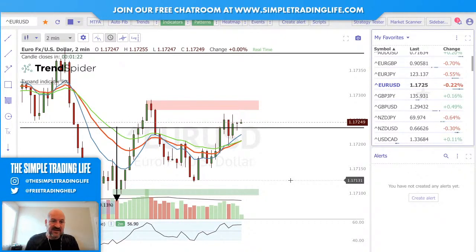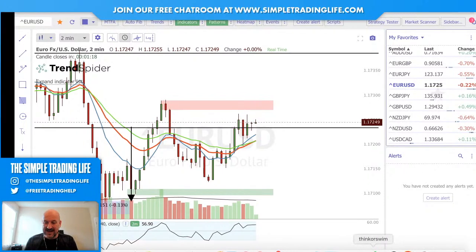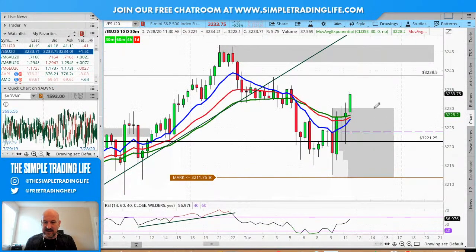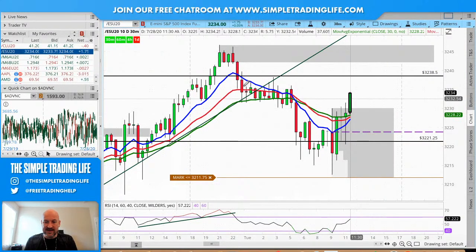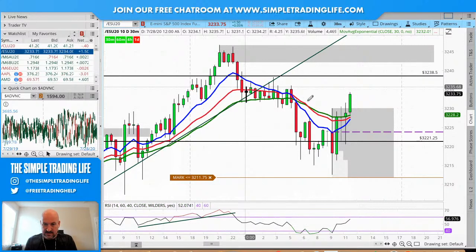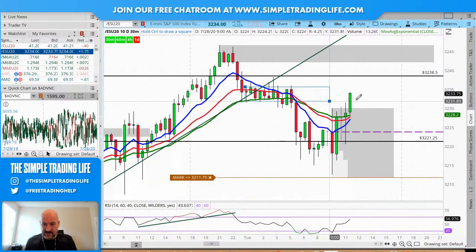All right, so does anybody have any other questions? We'll take one more look at ES before we get out of here. Okay, so ES, look at this, breaking out of the top. If we can get through this area here, let's draw a rectangle so everybody can see it.